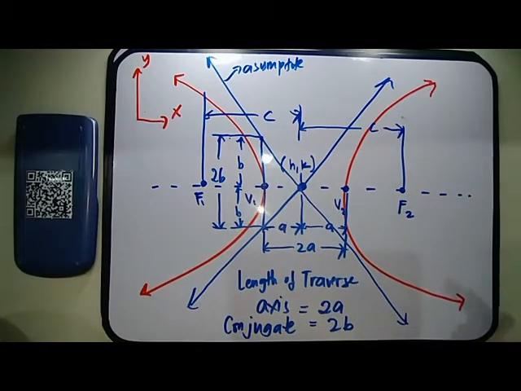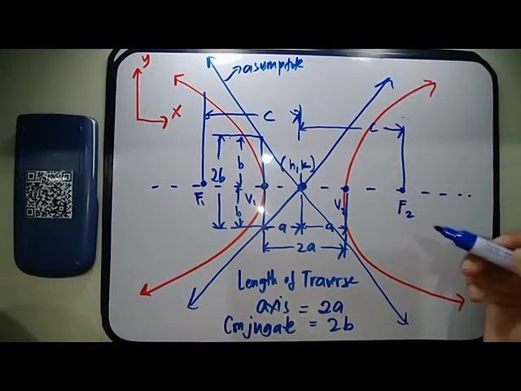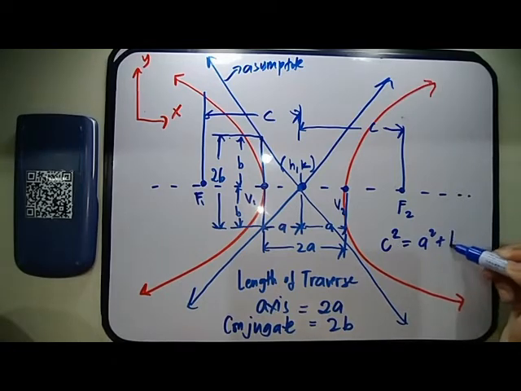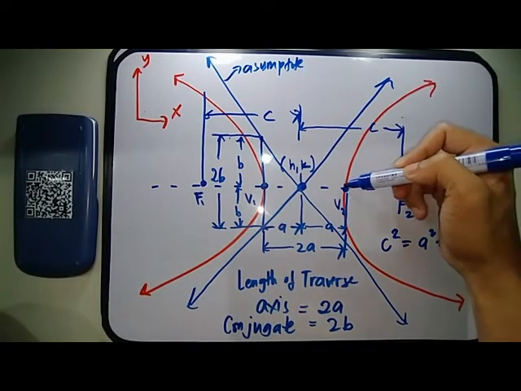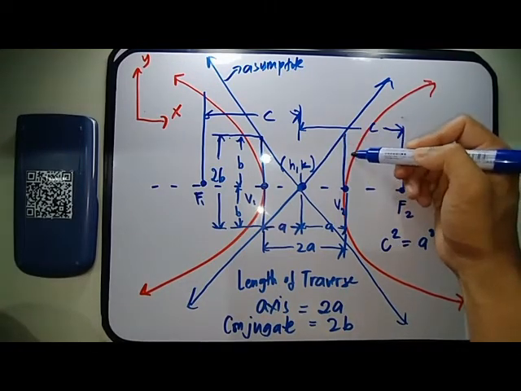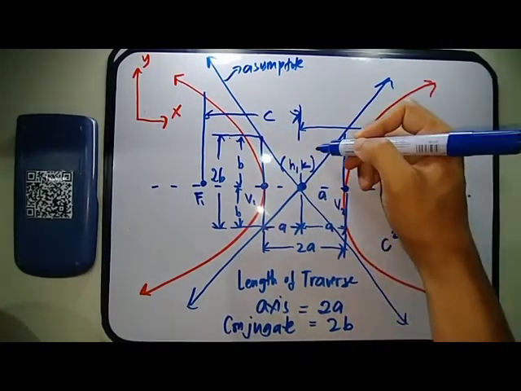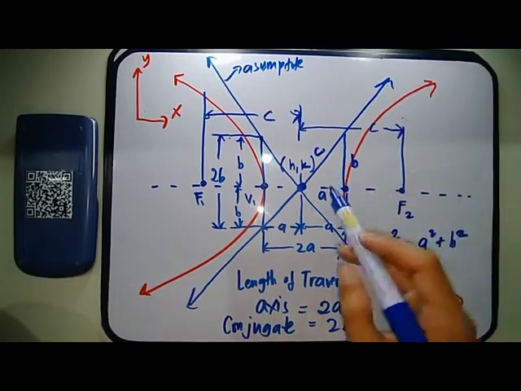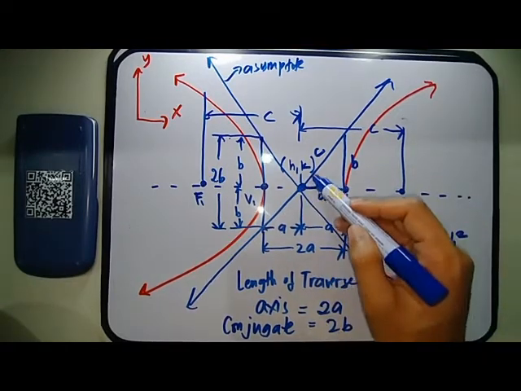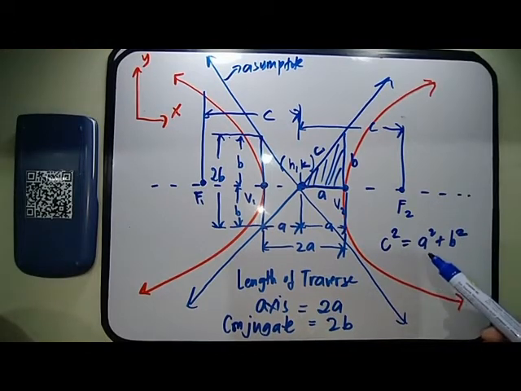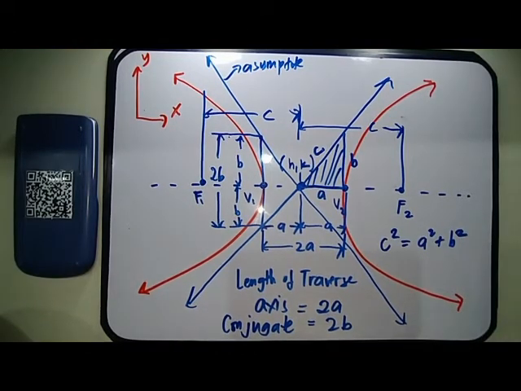Here, guys, we can see that C is greater than A. Therefore, C is now our hypotenuse. So this is the difference, guys: C squared equals A squared plus B squared. If this is B, and this is A, then this is C. By using the Pythagorean theorem, you can say that C squared is equal to A squared plus B squared.